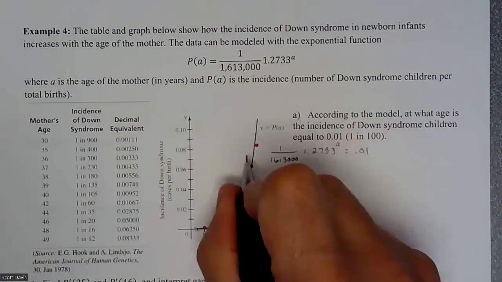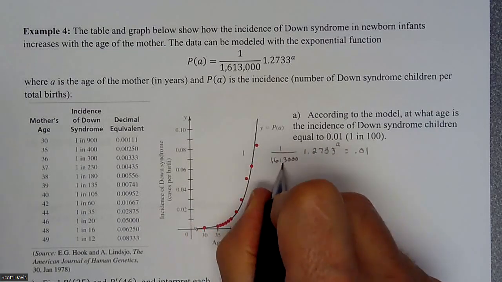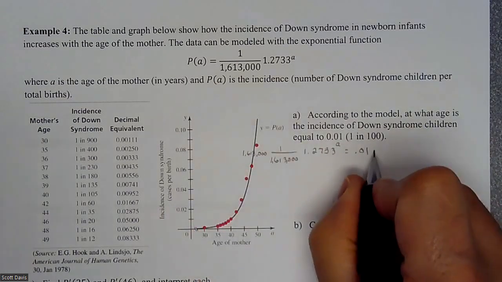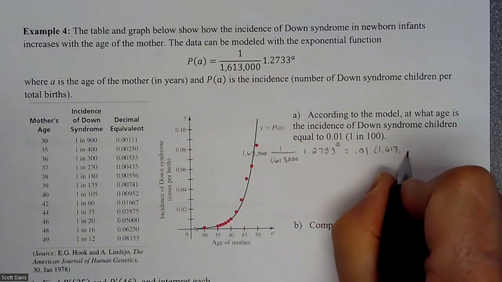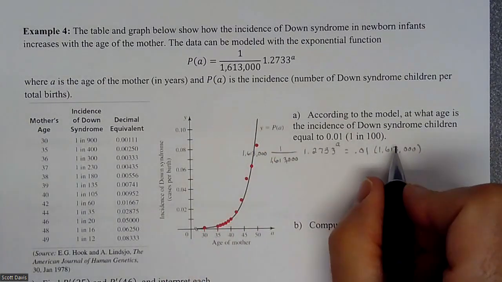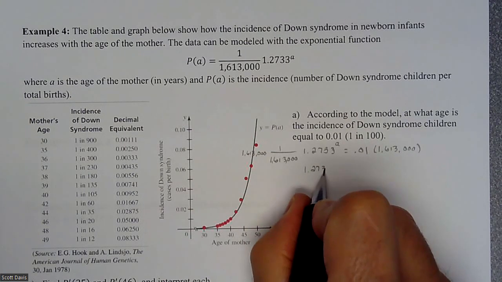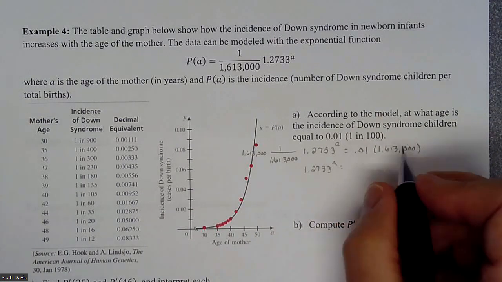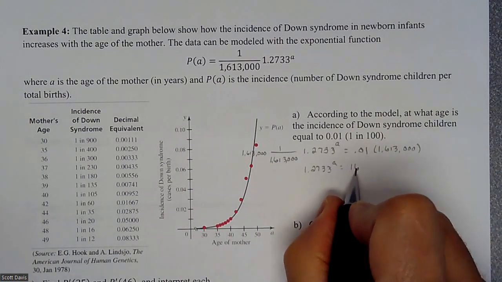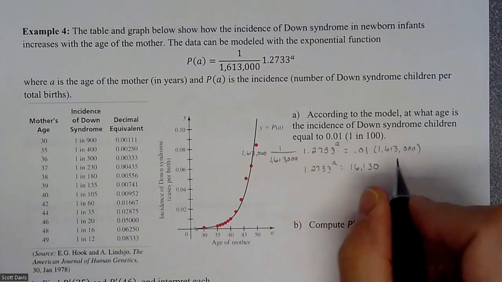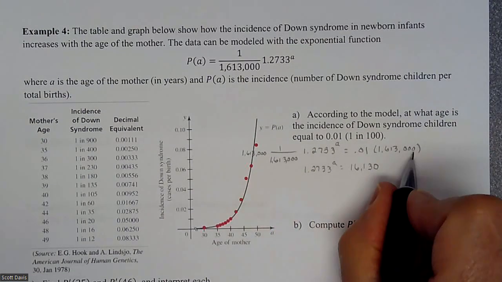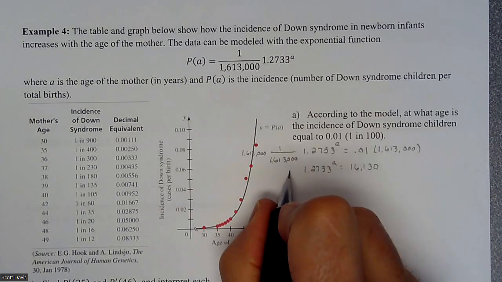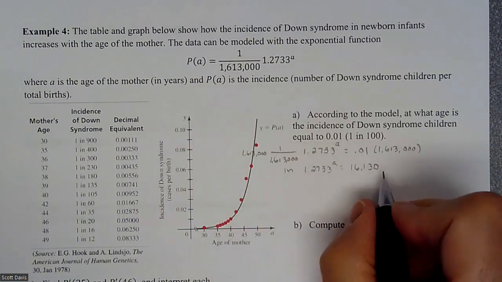So to clear my fraction, I'm going to multiply 16,130 over to the other side, and I'm looking at 1.2733 to the A equals whatever that value is. So I throw it into the calculator, and that's going to get me 16130, which basically I'm just moving the decimal place back 2 spots. And then I'm going to log both sides. Right, so I'm going to natural log both sides.